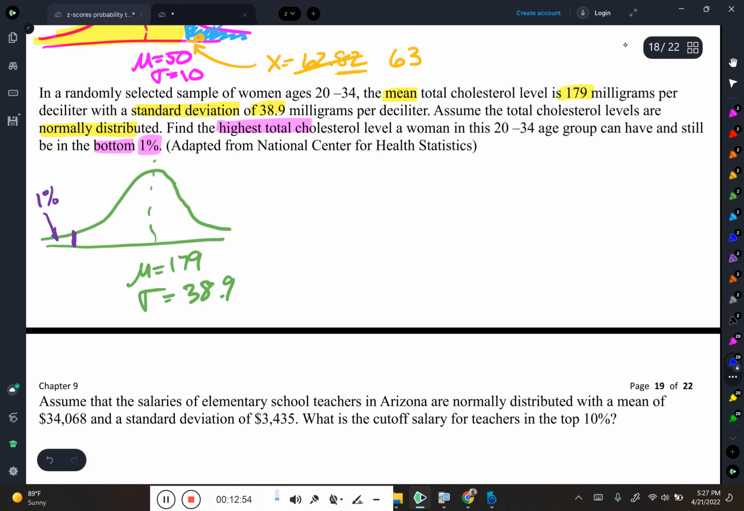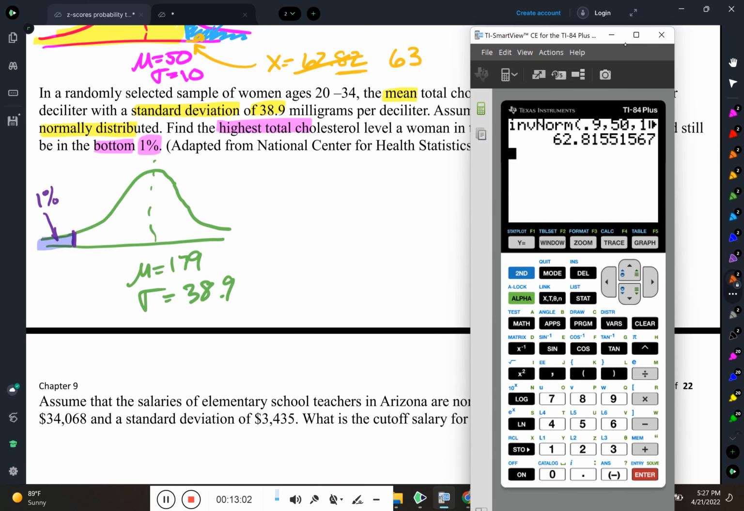Is that a left tail or a right tail? Well, that looks like a left tail they want me to work with, and I can do that. I can just use that inverse normal command. So I'm going to grab my calculator. I'm going to go to my distribution menu. I'm using that inverse normal command.